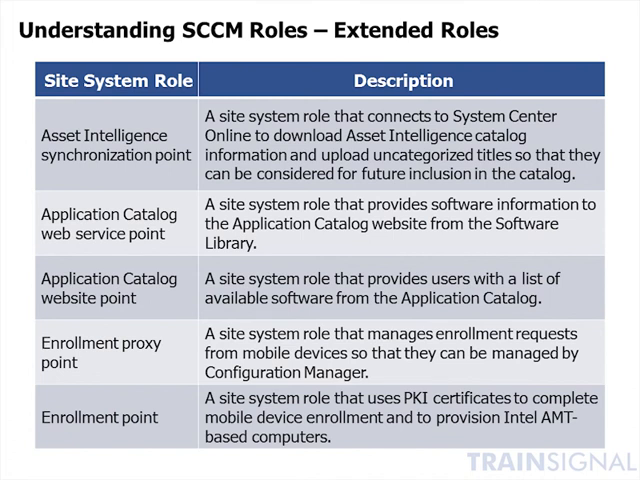The Application Catalog Web Services Point is a site system role that provides software information to the Application Catalog website from the software library. Again, sort of behind the scenes, as I mentioned before. The Application Catalog website point is a site system role that provides users with a list of available software from the Application Catalog. This is the end-user facing role. And we talked before about the Enrollment Proxy point and the Enrollment Point.